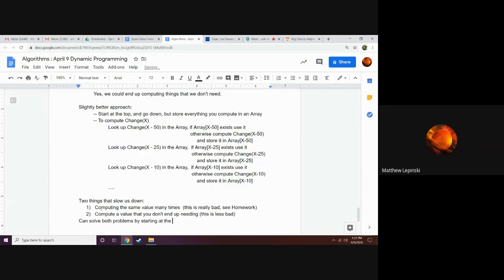By starting at the top and storing everything we compute in an array to avoid recomputing problems we've already solved.